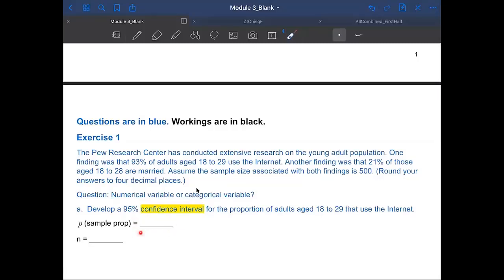What is the population proportion? What is the sample proportion? And what is the sample size? I want you guys to work on that. Okay, so think about it.